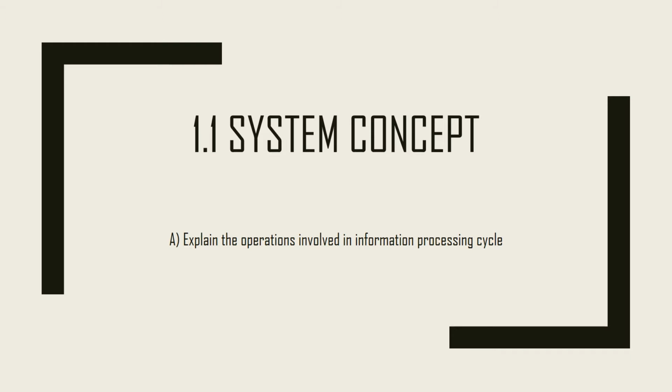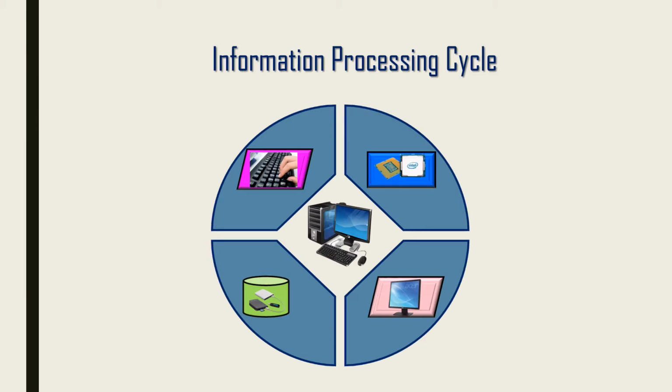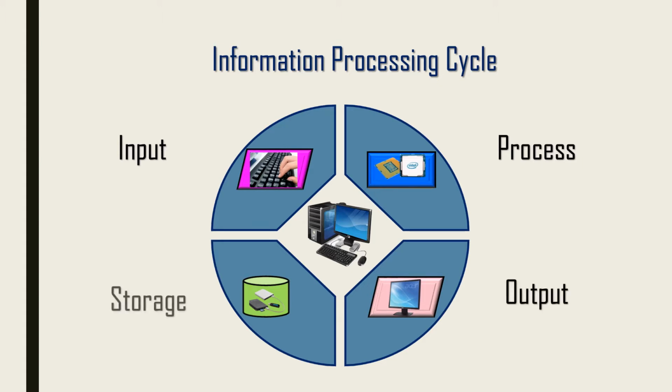At the end of this lesson, you should be able to explain the operations involved in the information processing cycle. There are 4 operations involved in the information processing cycle, which are input, process, output, and storage.